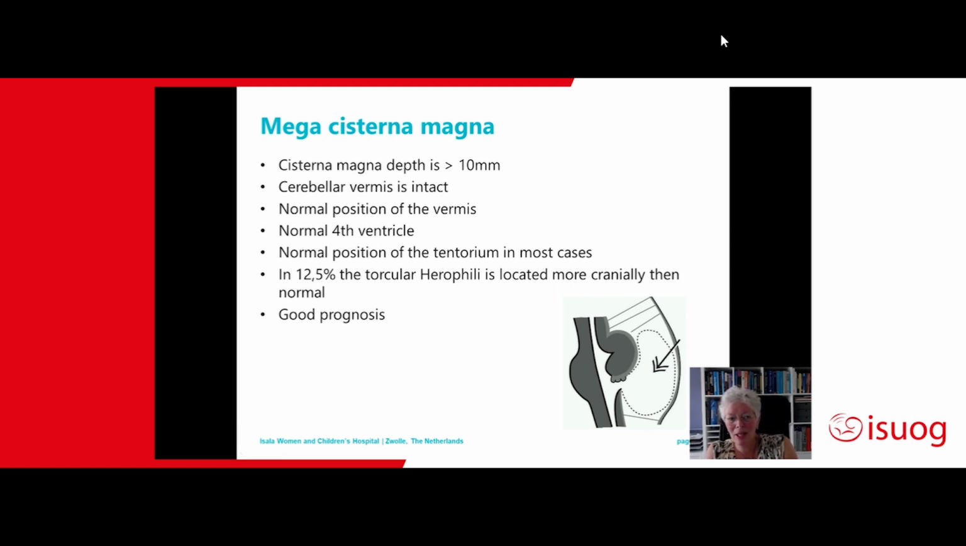First, we're going to look at the abnormalities. And the first abnormality that I would like to discuss is the megacisterna magna. If we look at the megacisterna magna, there's a depth of more than 10 millimeters of the cisterna magna, we can see that in the axial plane, the cerebellar vermis is intact. We have in the sagittal plane a normal position of the vermis, and we have a normal fourth ventricle, like you can see over here, and there's a normal position of the tentorium in most of the cases. And because we have a normal shape of the vermis, usually the prognosis is really good.